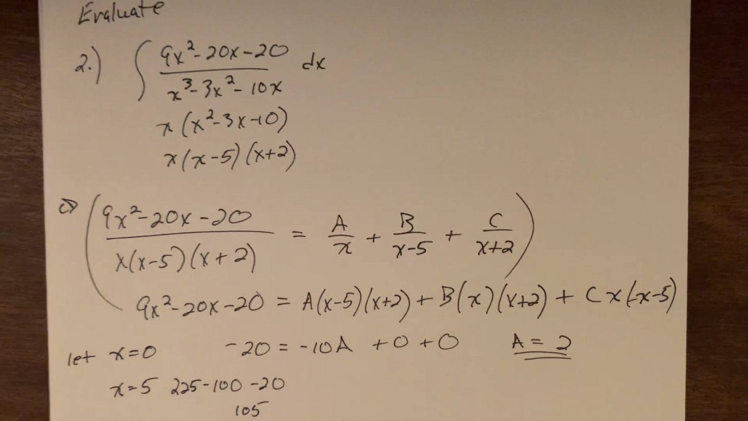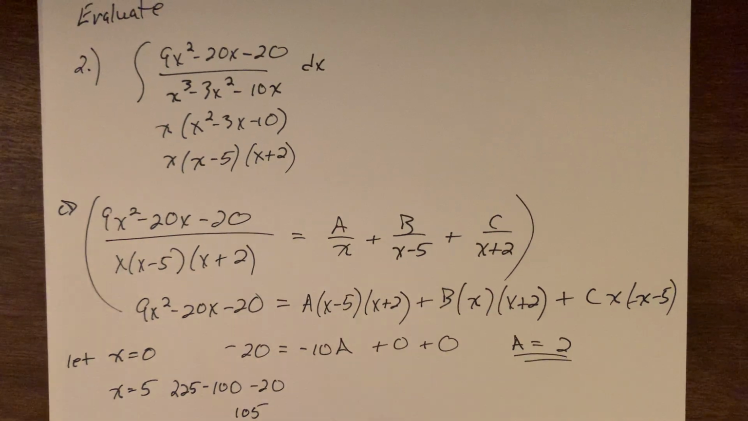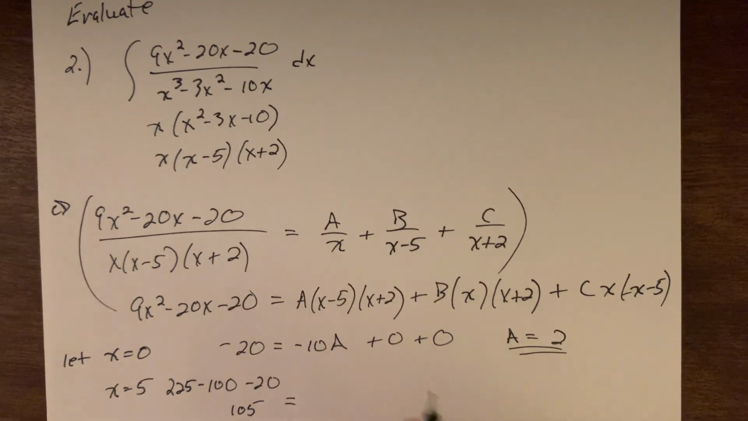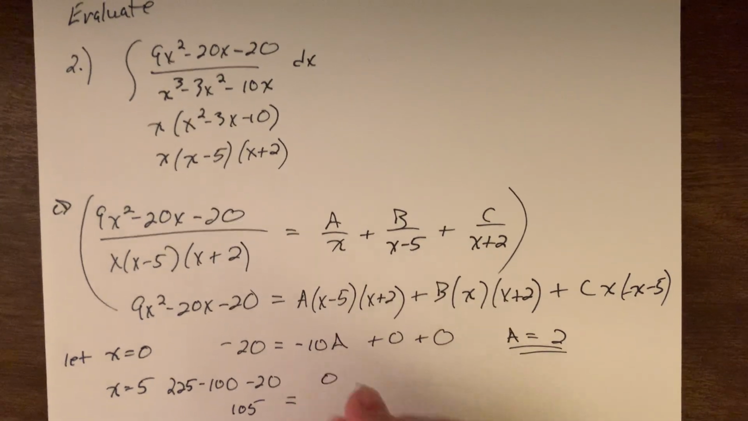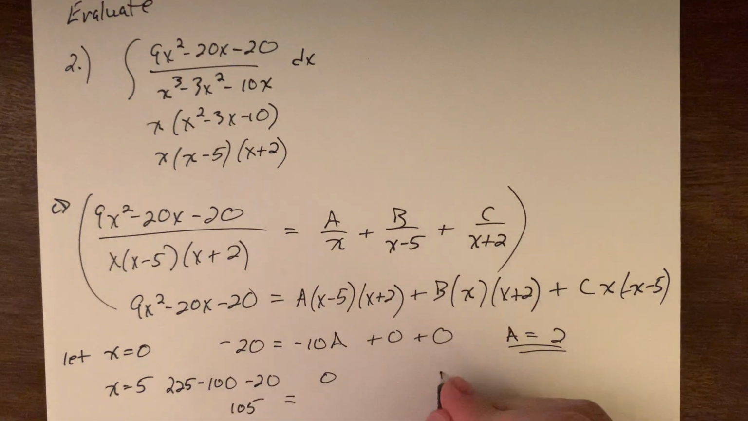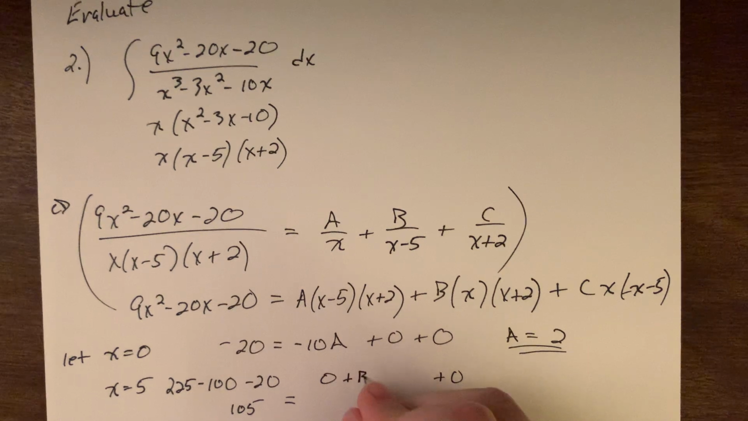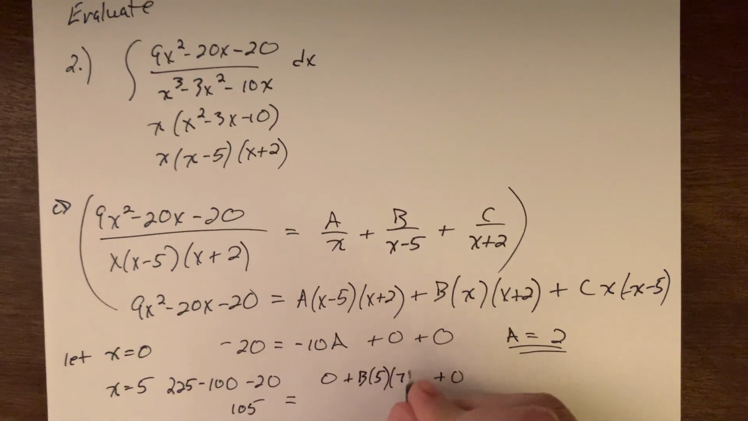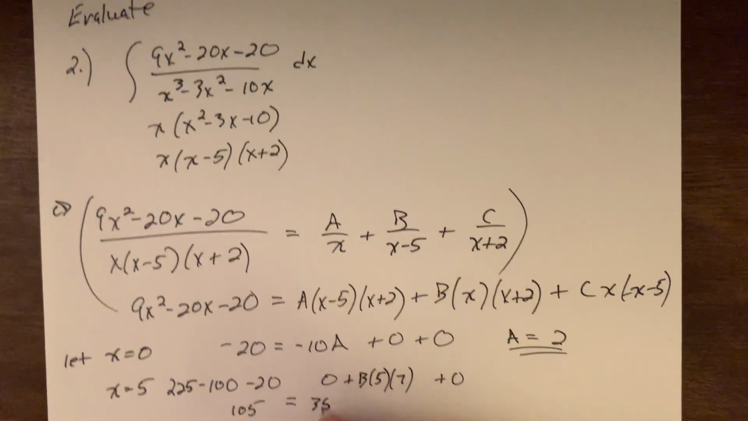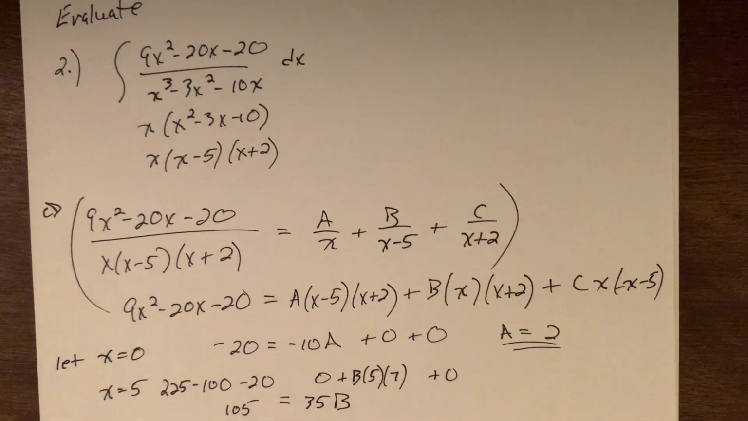Yeah, so everything's all good there. And then like we said on the other side, this is a 0. This is a 0. But in between here, we have b times 5 times 7. So we got 35b.